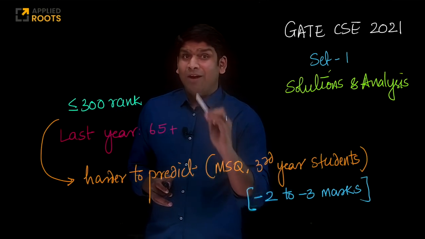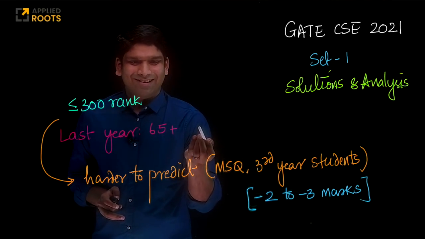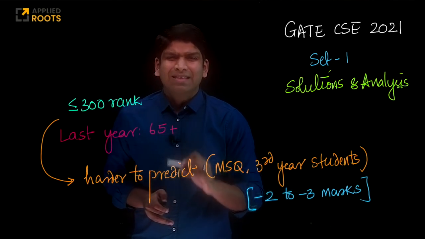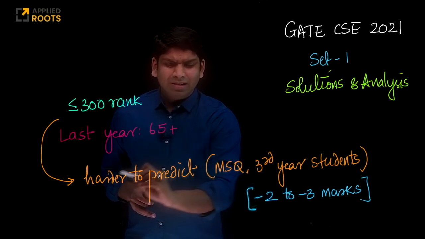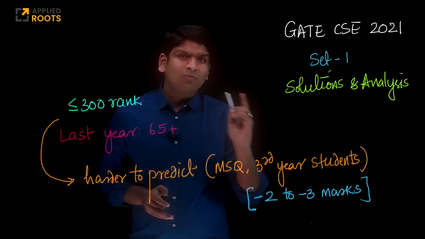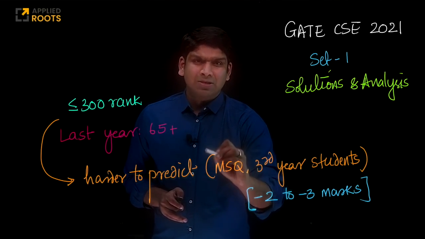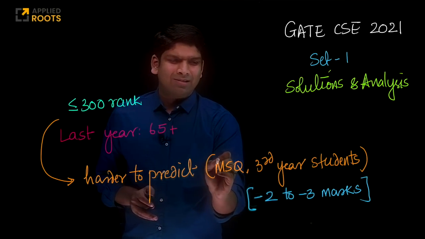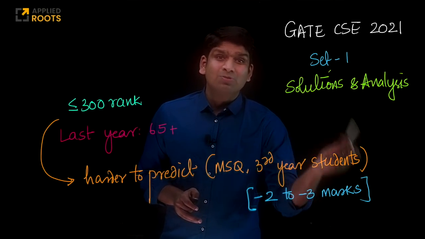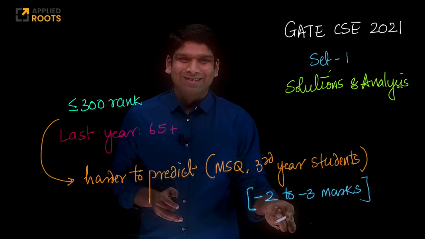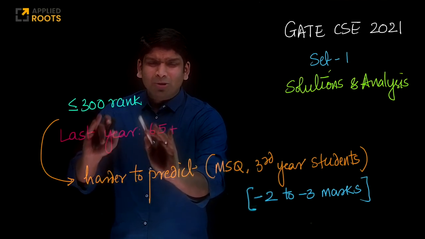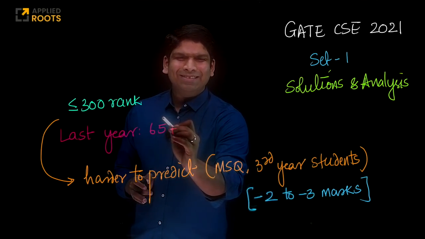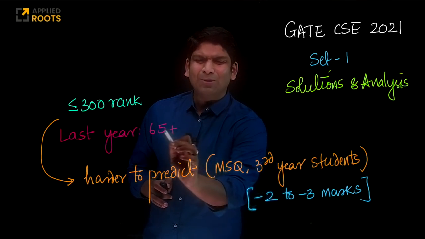Okay. Similarly, if I have to make a guess for 300 rank, last year students who got 65 plus marks got a rank less than or equal to 300. This year, this is harder to predict because of two fundamental reasons. One, there are MSQs. That's what makes it slightly tricky to predict for a 300 rank. At the same time, there are also third year students who are eligible for GATE this year. So we don't want to make an estimate here, but if we were forced to make an estimate, we think that this year this will be about 2 to 3 marks below this.